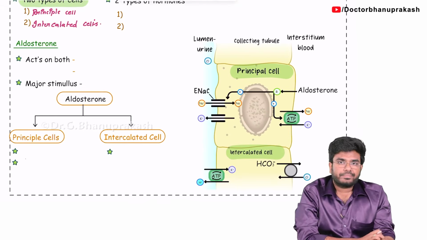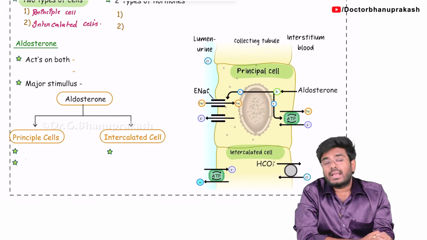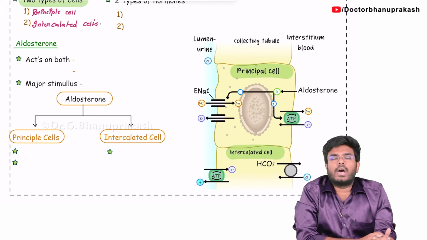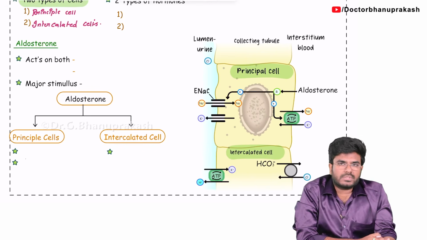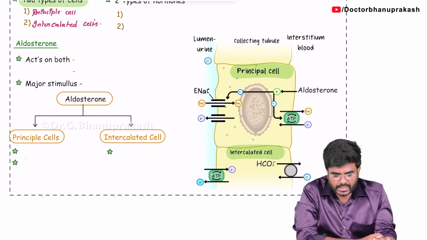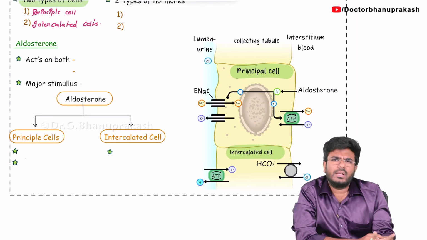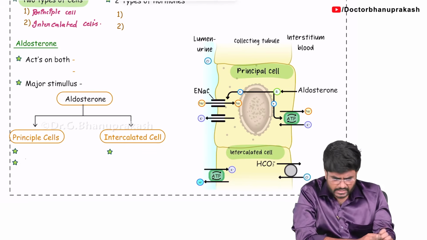Now what are they doing? Okay, I will tell you. But in the last part of the nephron, some hormones are also acting. I haven't explained any hormone so far. No hormones are acting on the PCT, and no hormones are acting on the loop of Henle and distal convoluted tubule. I have told you one thing, the parathyroid hormone acts on the distal convoluted tubule, helps in the reabsorption of the calcium. That's fine.